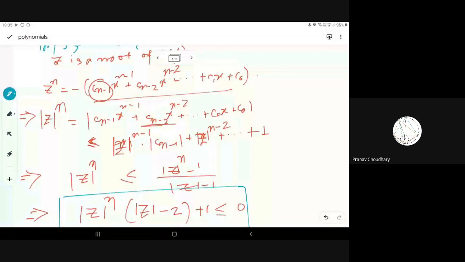So what does this expression tell you? We assumed z was a root of q of x and we used bounds on z, and we understand that this must hold true. So what does this tell you about z? What happens if mod z is at least 2?